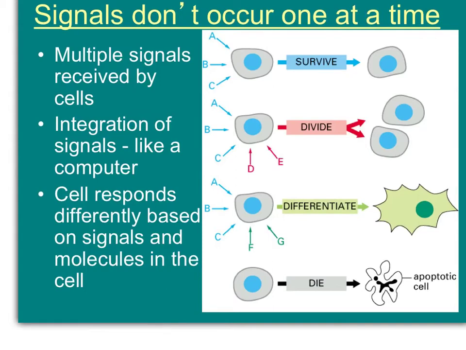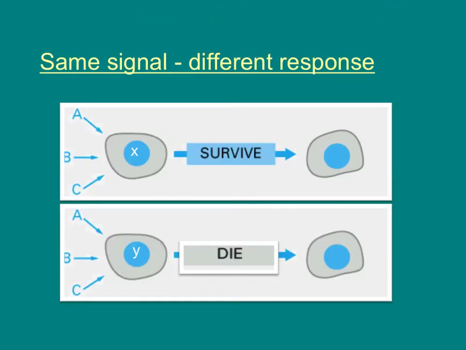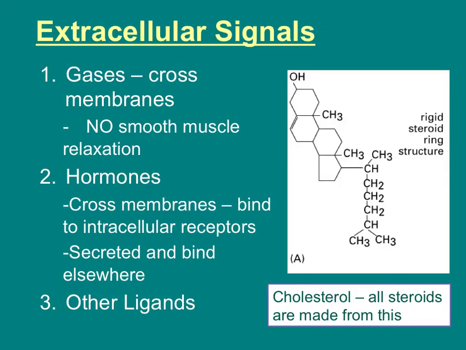Okay. Yeah? What if they got signal A, C, and D, but not B? That's just going to be different in a different way. And even if you have A, B, and C in this cell that said survive, in a different cell that can mean die. Same signal, totally different response. So this is hard to understand. You're not really meant to grasp it all fully. But let's start talking about some of the signals.